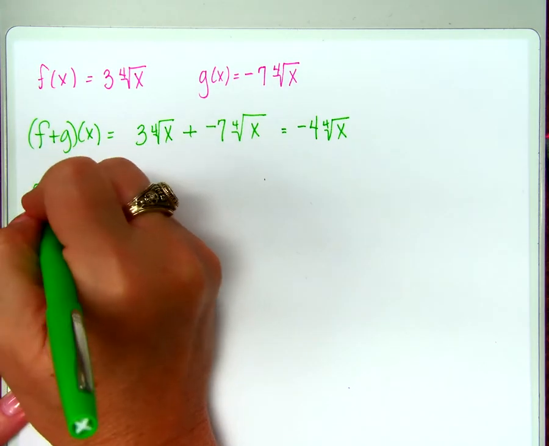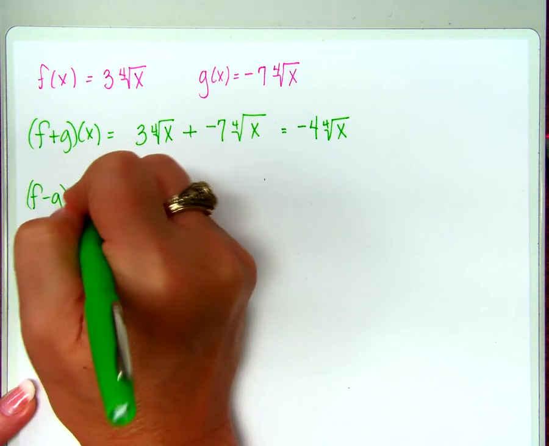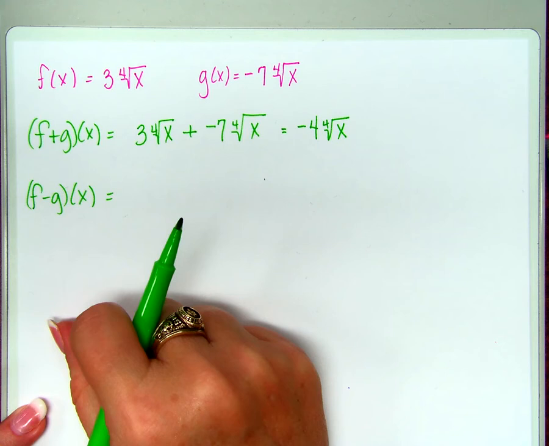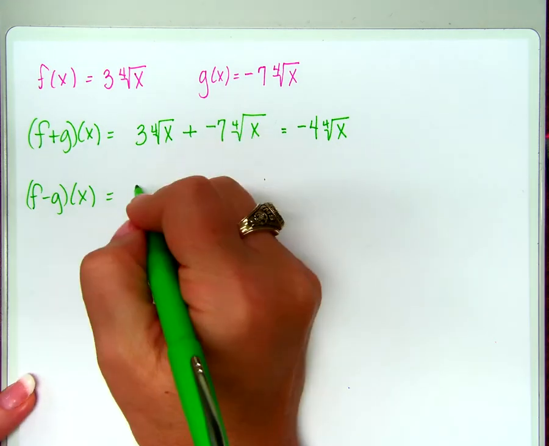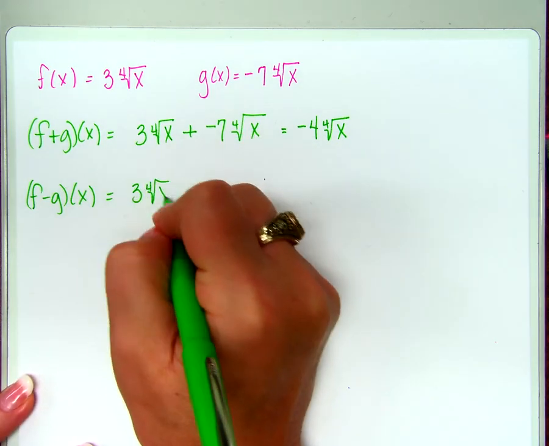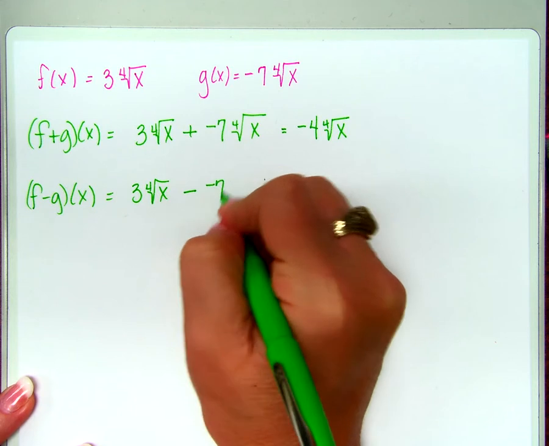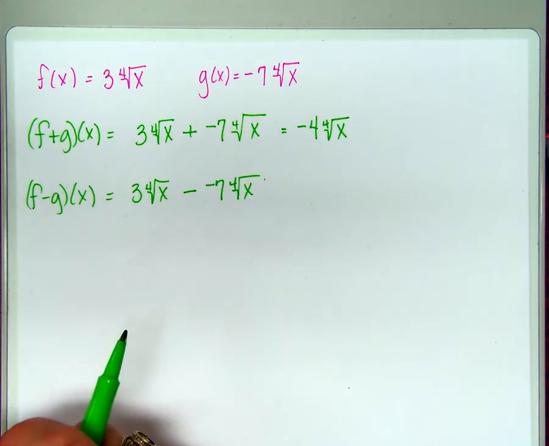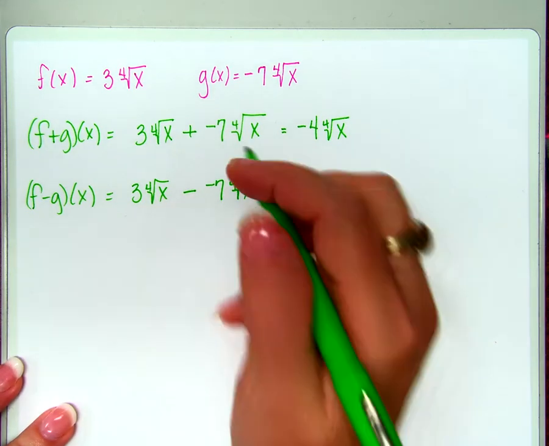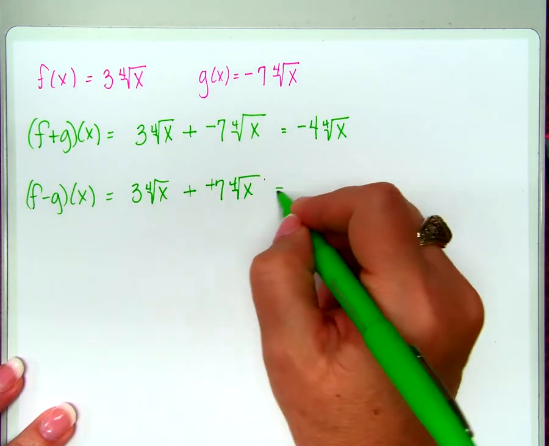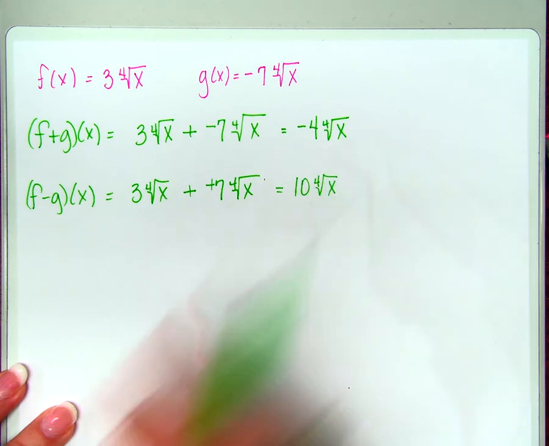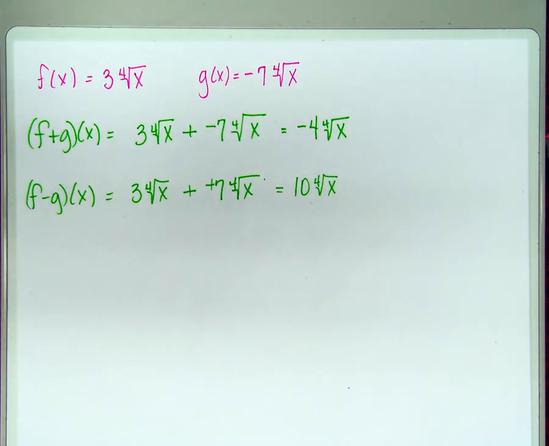What about f minus g of x? Knowing our properties of radicals, can I say f minus g of x? Okay, so I have 3 fourth root of x minus -7 fourth root of x. But that makes it a positive, right? Subtracting a negative. So I end up with 10 fourth root of x. Everybody okay with that so far?